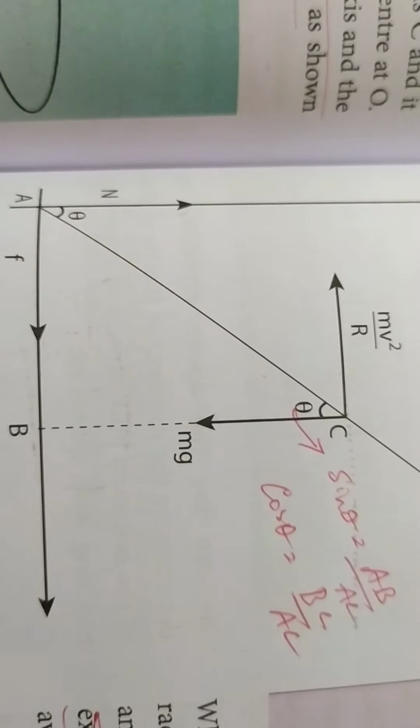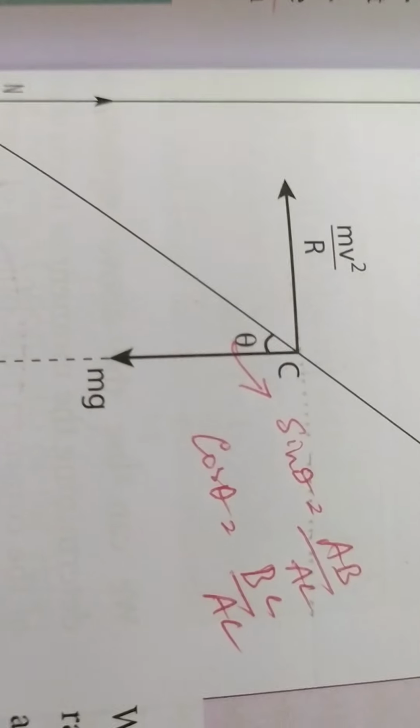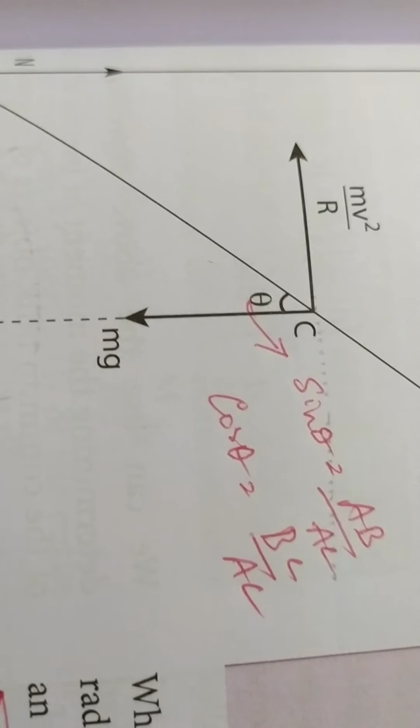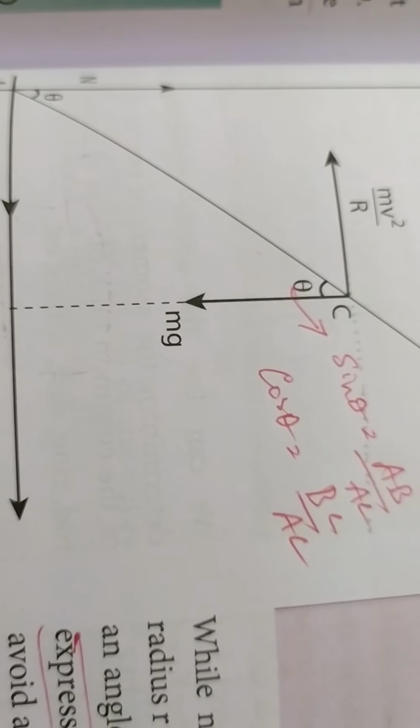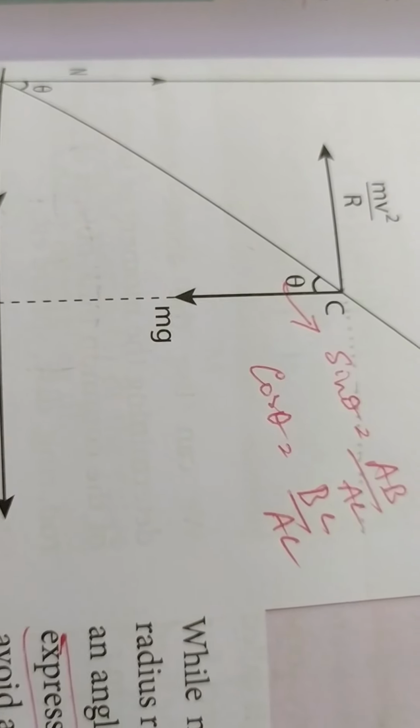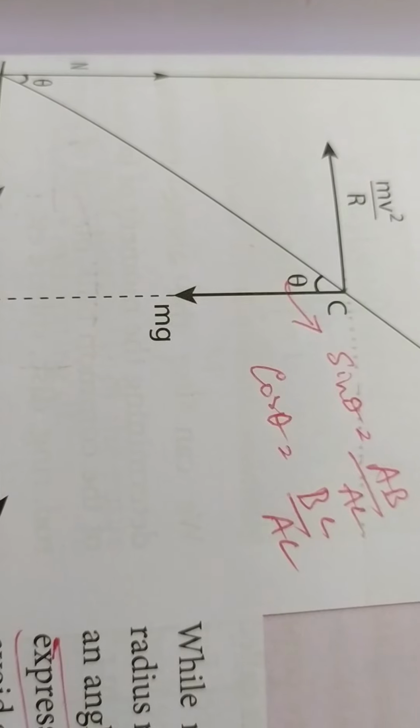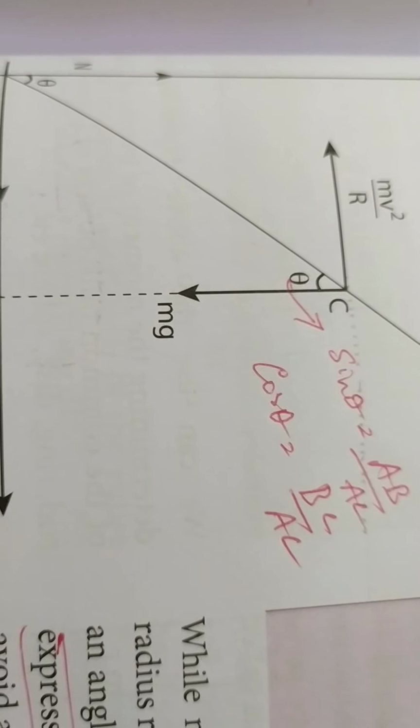Here the alternate angles are equal, so again this angle is theta. So you find sin theta from this. Sin theta is AB by AC, where AC is the hypotenuse. Similarly cos theta is equal to BC by AC.